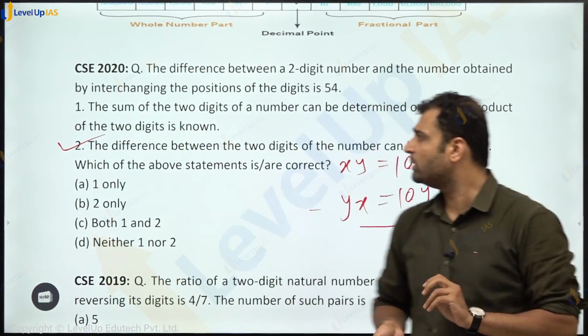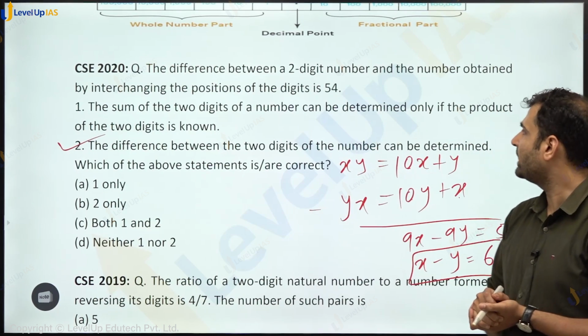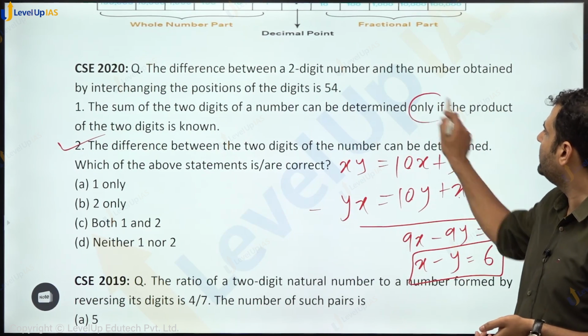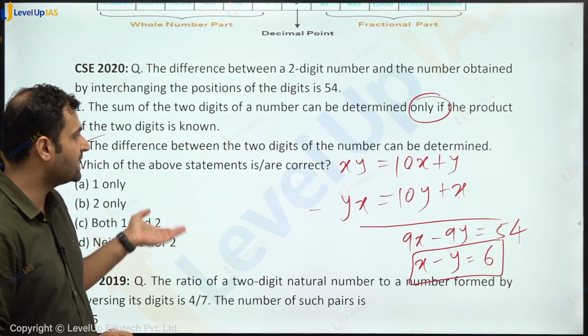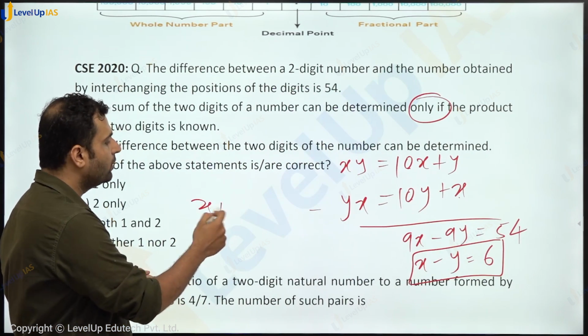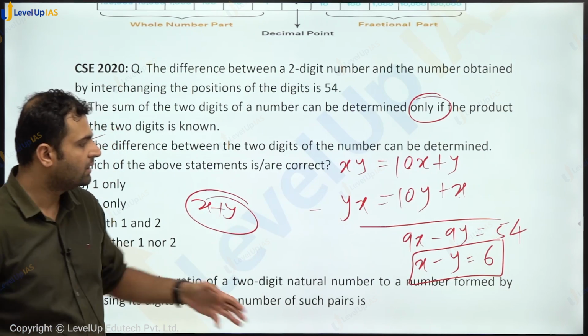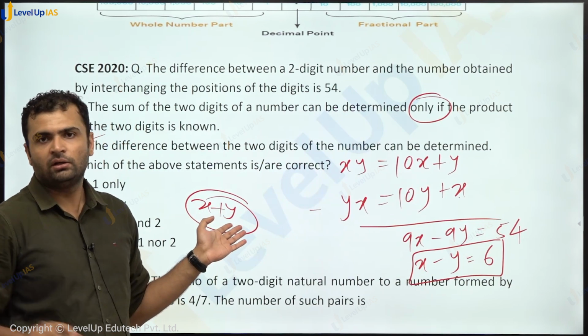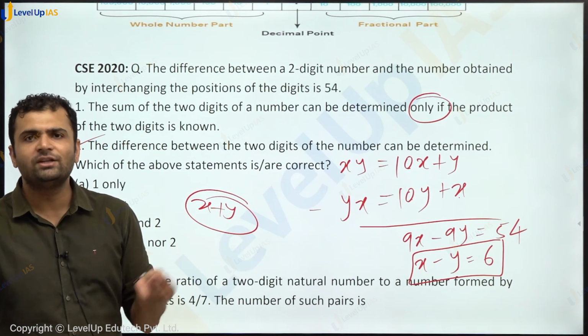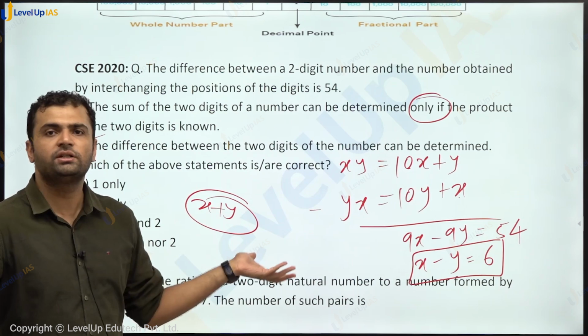Let us read the first statement. The sum of the two digits of the number can be determined only if the product of the two digits is known. Now the statement says the sum of the digits needs to be determined. So we want to determine x plus y. But we only know the difference. We want some other quantity, which is the addition of these two. Addition of these two can only be determined if the digits can be determined.